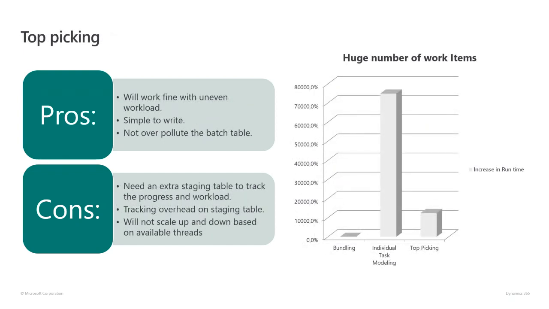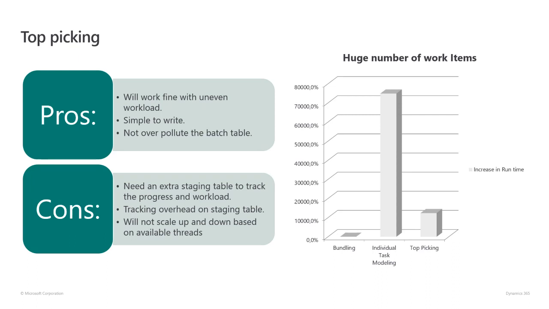Last one I'm going to show here is the top picking approach. So there's also a fixed number of tasks created usually while scheduling the job, and there's no pre-allocation done as such, but you're utilizing a staging table for your work items. So your worker threads will then just fetch the next available task from that staging table. And because the number of tasks are pre-created, it will not scale up or down along with the batch schedule. This approach works quite fine with uneven workload and is also relatively simple to write.